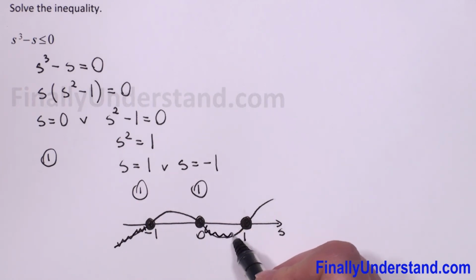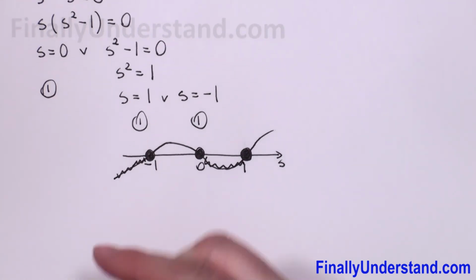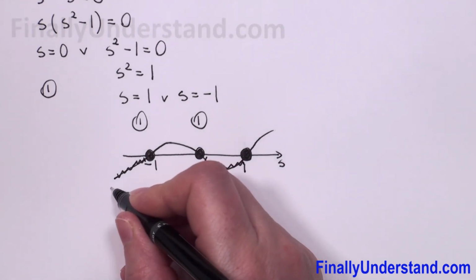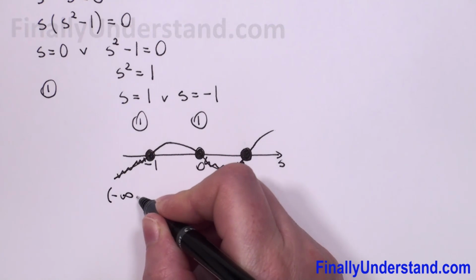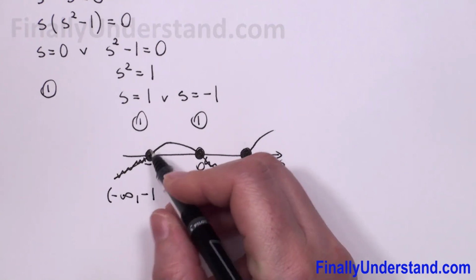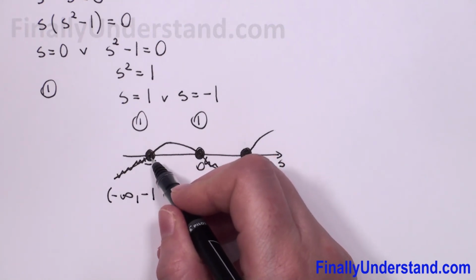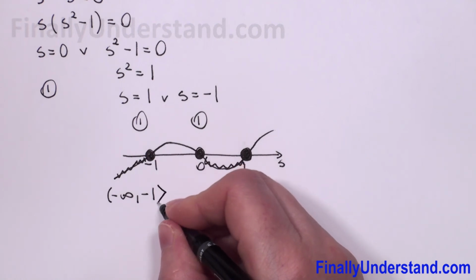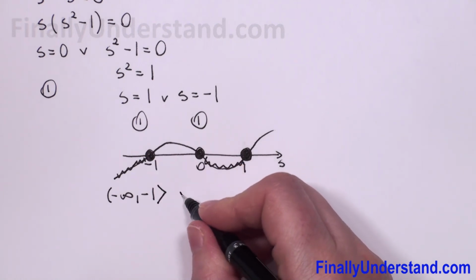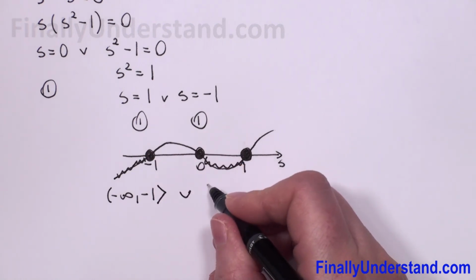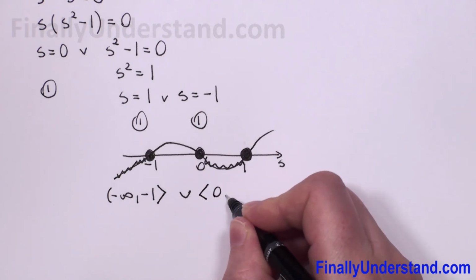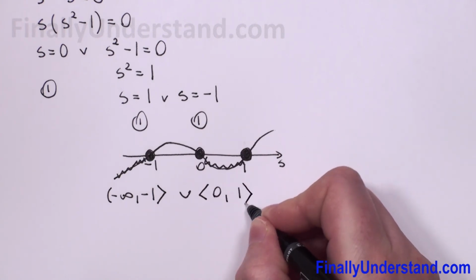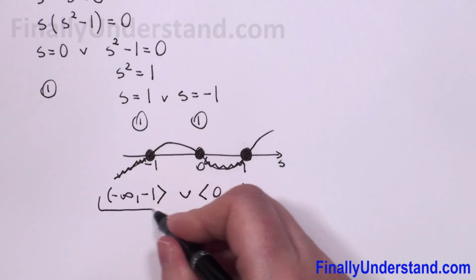and this. So we can write our intervals: from -infinity to -1, and -1 is included, so I have to close this interval, and we have a second interval from 0 to 1 closed. This is our solution.